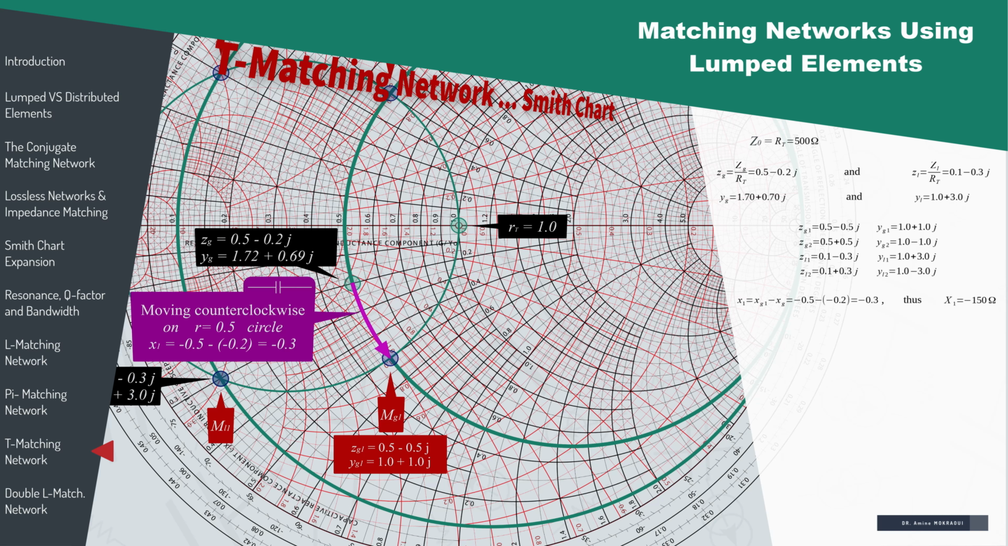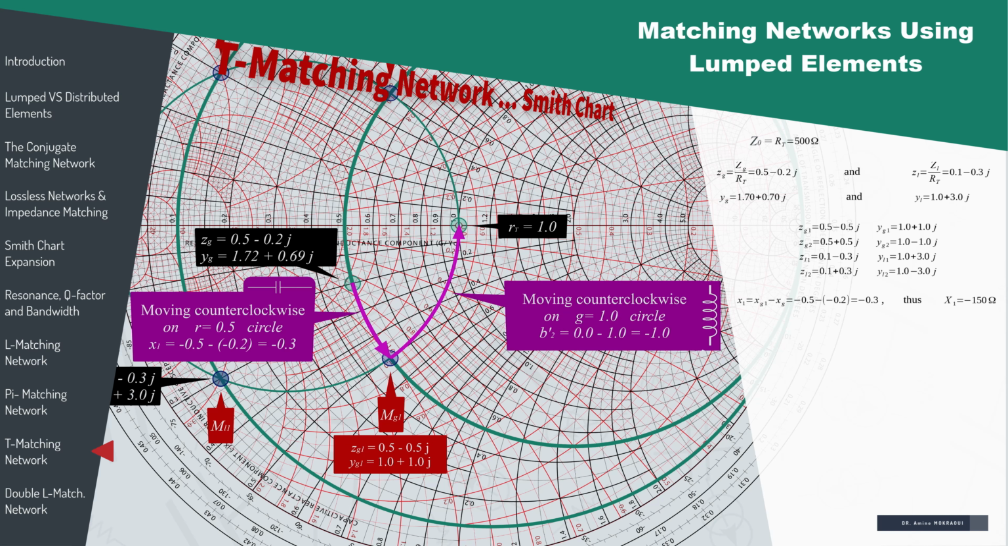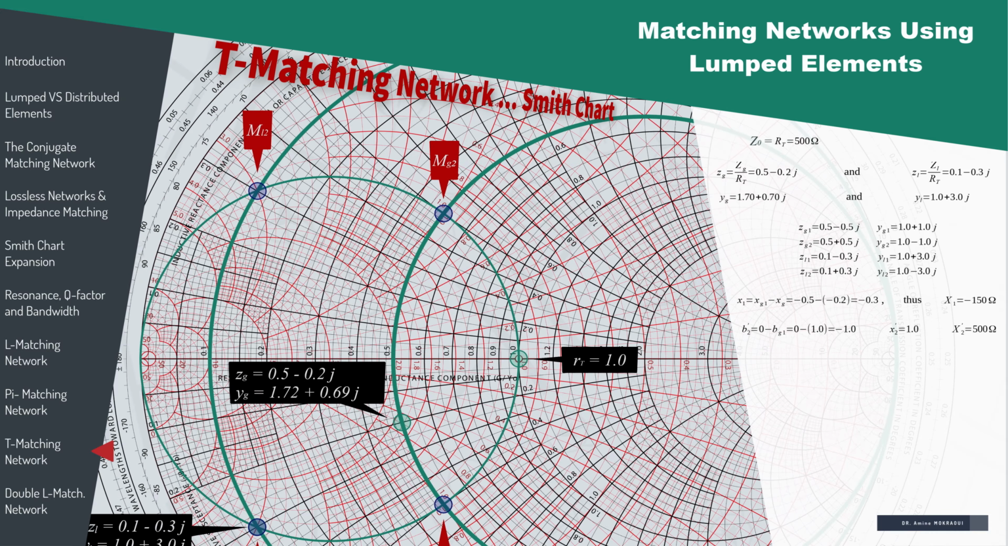Afterwards, we move in the counterclockwise direction from MG1 to the center of the abacus on the admittance unity circle. Thus, we add an inductor whose susceptance is B'2 equals 0 minus BG1, which is equal to minus 1, which corresponds to a reactance X'2 equals 1, and thus uppercase X'2 equals 500 ohm. To design the left subcircuit's second solution, we have to move from ZG to the center of the Smith chart.